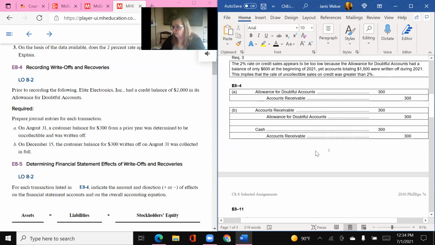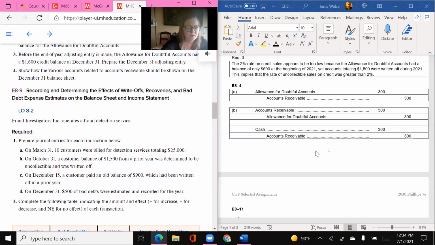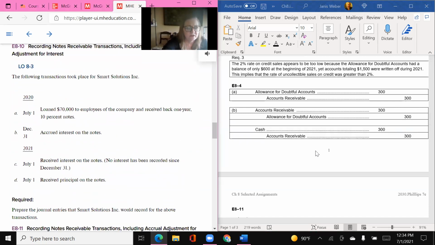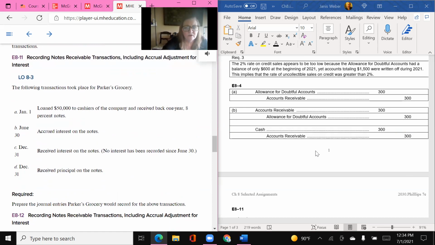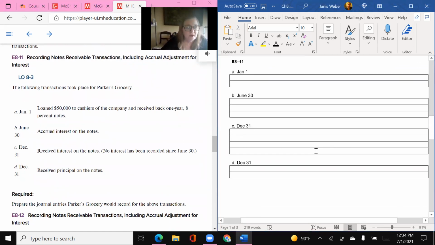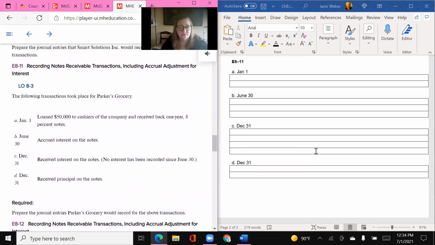Then I have to show the collection. Okay. All right. One more on this chapter, which is E811. Going down a few pages. This is on page 378. All right. The following transactions took place for Parker's Grocery. On January 1st, they loaned $50,000 to cashiers of the company and received back a 1 year, 8% note. This is about the notes receivable. All they're asking us to do is make journal entries for these transactions.